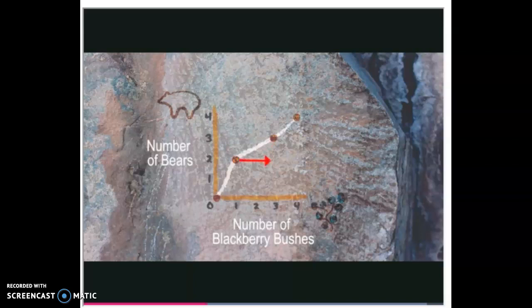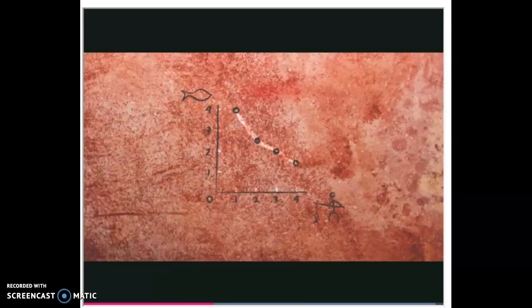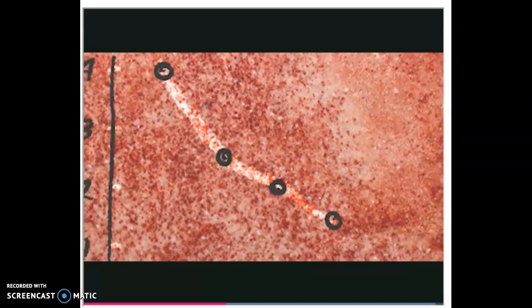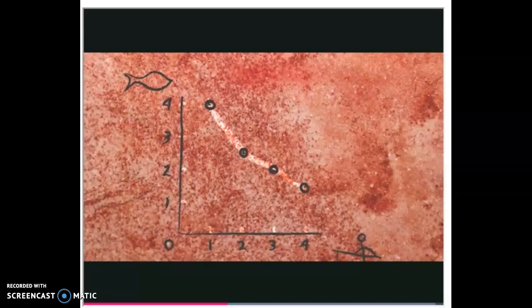When an increase in the independent variable causes an increase in the dependent variable, we say that the variables have a positive relationship. This graph shows the number of fishers fishing in the pond and the average number of fish caught per fisher. If there is just one fisher, she has the whole pond to herself and she catches 4 fish.